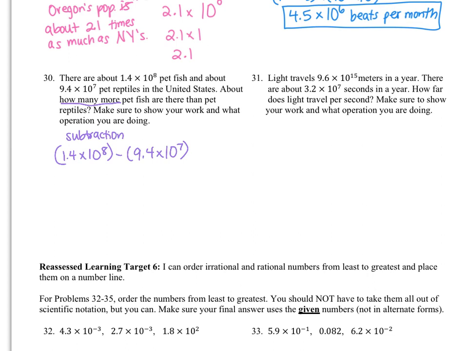This time it does not already have a common power of 10. So we're going to adjust the smaller one to be bigger. So I'm going to make this 10 to the 8th. And since I made that bigger, I need to turn around and make this one smaller. So it's going to be 0.94 times 10 to the 8th. That's the same thing as 9.4 times 10 to the 7th. Now that they have a common power of 10, I can subtract their factors.